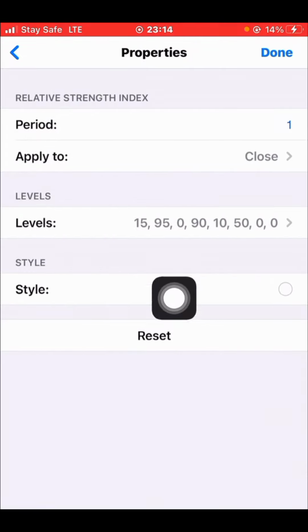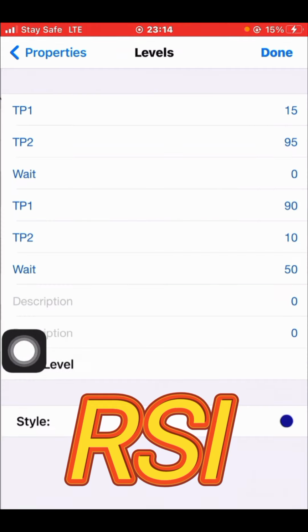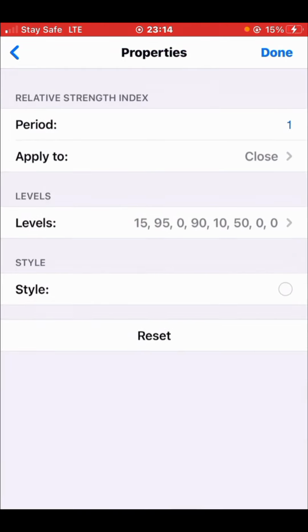The next is RSI, relative strength index, period 1, apply to close. Levels, we have these levels. You can screenshot them: 15, 95, 0, 90, 10, and 50. Those are the levels we have. Color blue, you can choose any you like.